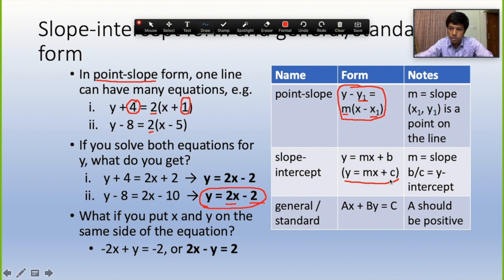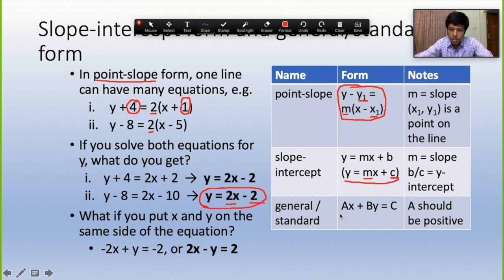And this is slope-intercept. This is the slope and this is the intercept. This is called the y-intercept. You can write this way also. B or C, both is the y-intercept. This is just some alphabet, by the way. Sometimes in some books you will see mx plus b, in some books you will see mx plus c. They mean the same thing. They are not different things.